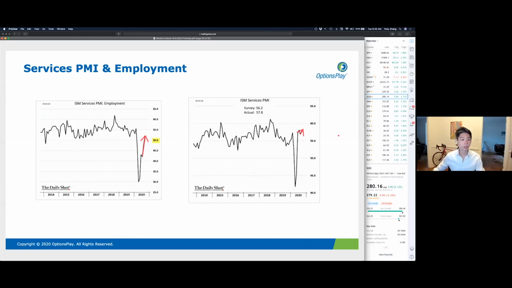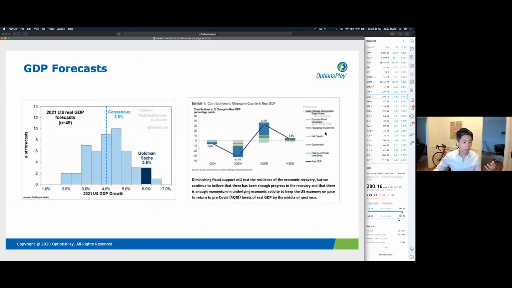Employment for the first time got back above the 50 level, which is back into expansion territory. The PMI is also uptaking a little bit higher than our survey was expecting. So we're starting to see better improvements on some of the economic numbers across the board, not just in manufacturing, which has been leading the recovery here, and also some of the 2021 GDP estimates are starting to get revised higher.